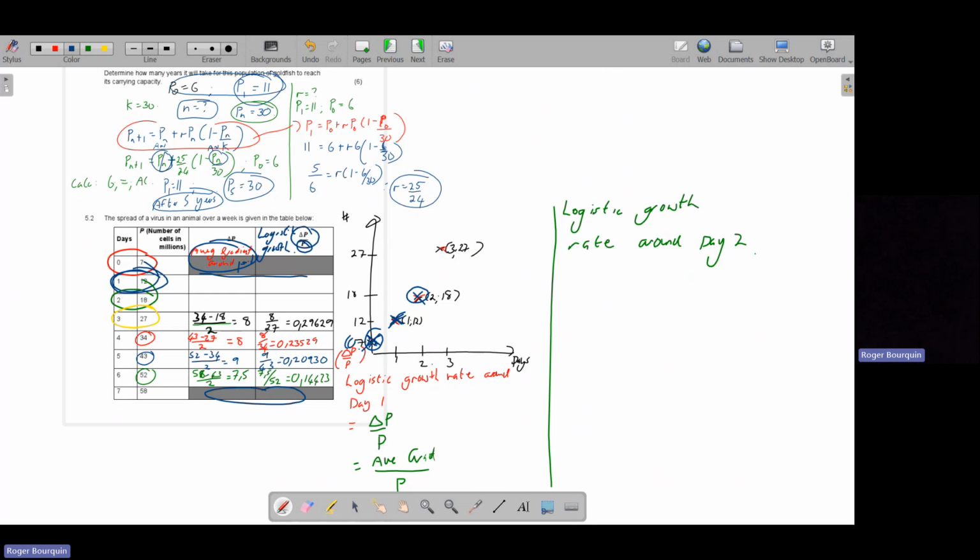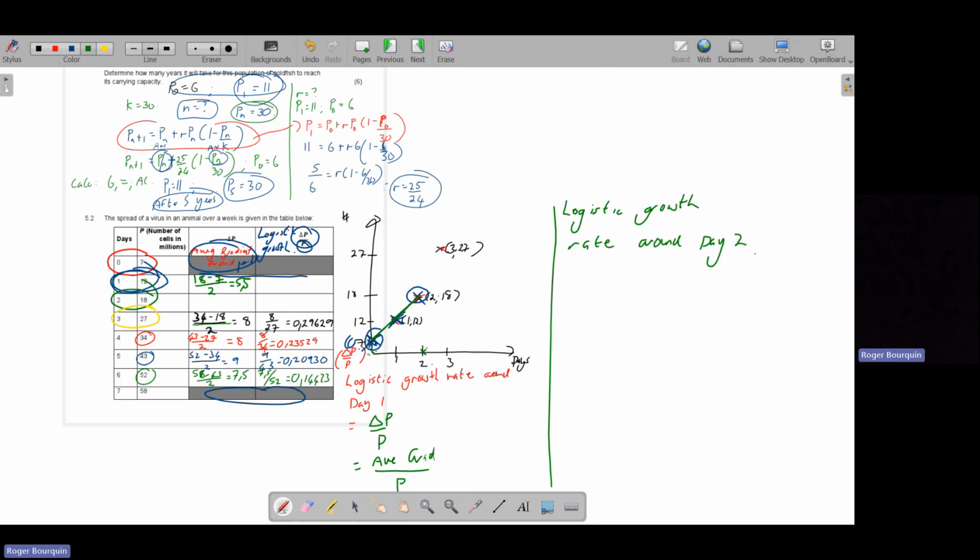So what is logistic growth rate equal to? It's equal to average gradient around that point. So what is an average gradient? The average gradient between these 2 points is change of y over change of x. So it's 18 minus 7. The change of x in this particular scenario is always going to be 2 because it's around the point. So it's over 2. So it's 11 divided by 2, which is equal to 5,5.